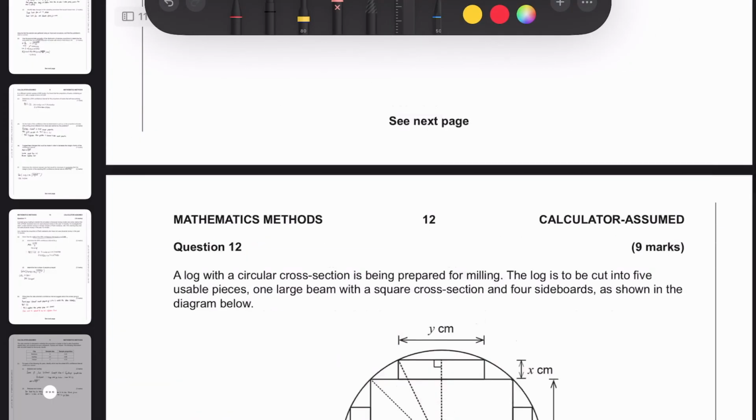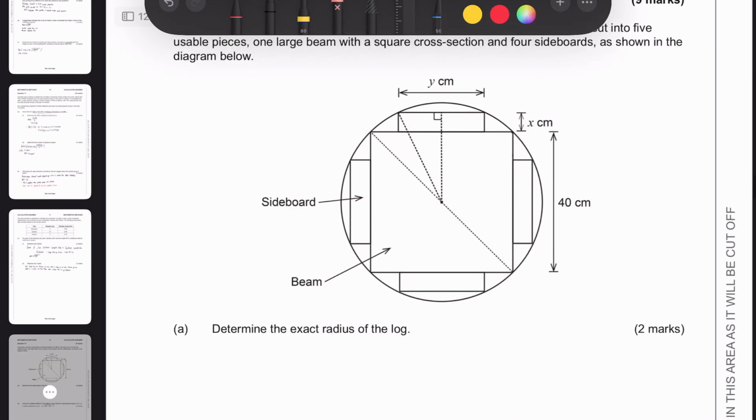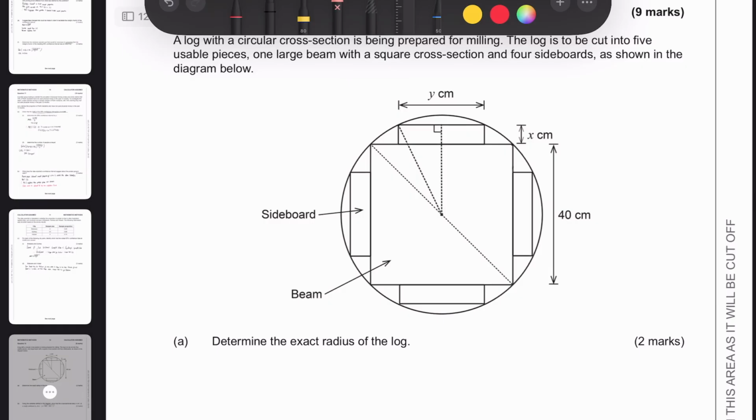Alright, next page. Question 12. A log of a circular cross-section is being prepared for milling. The log is to be cut into 5 usable pieces, one large beam with a square cross-section and 4 sideboards as shown in the diagram below. Determine the exact radius of the log.